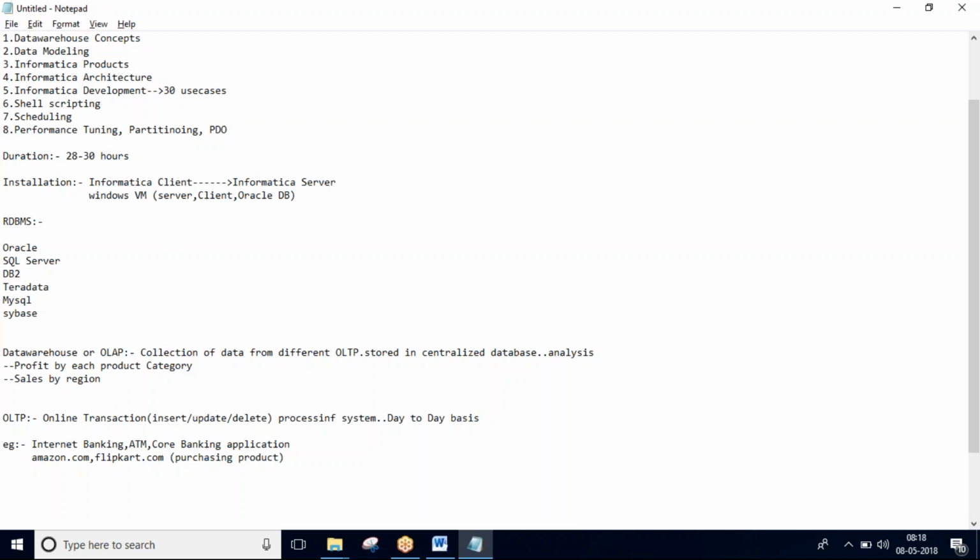Likewise, we have a wide variety of applications that we use on a day-to-day basis. Suppose you're even booking an order for food, that is said to be a transactional system. So there are a lot of transactional systems we use day to day, which are specific to a particular business or line of business. So these are transactional systems.